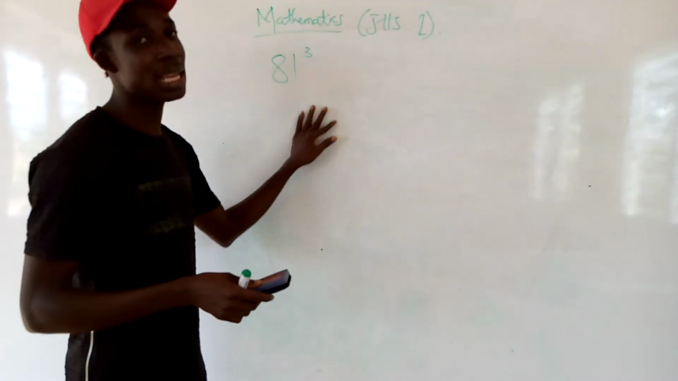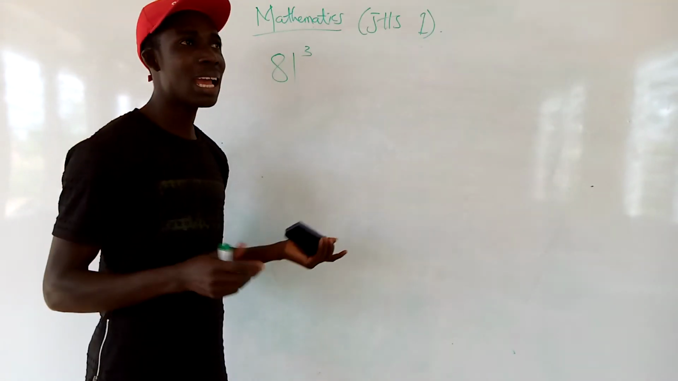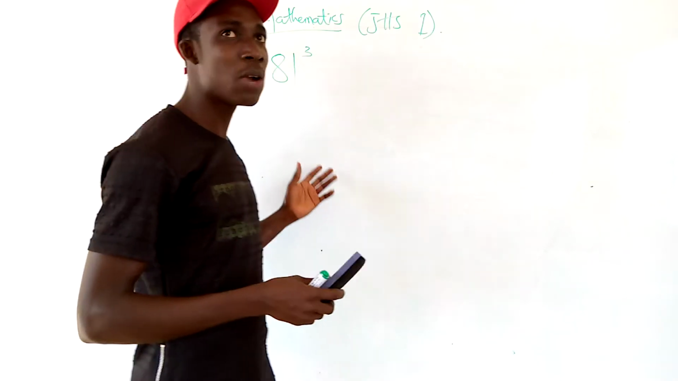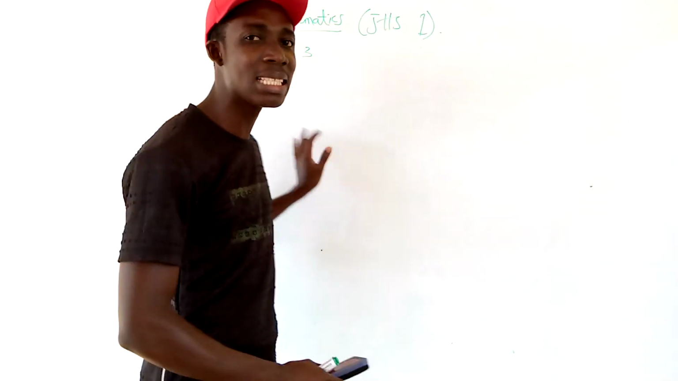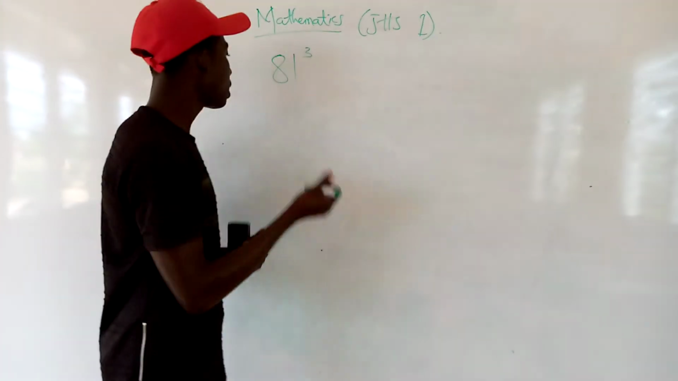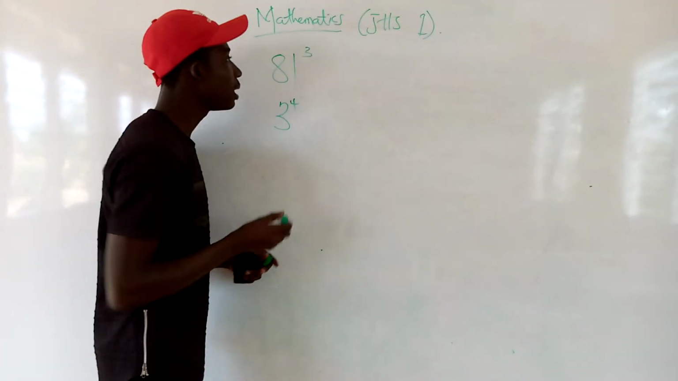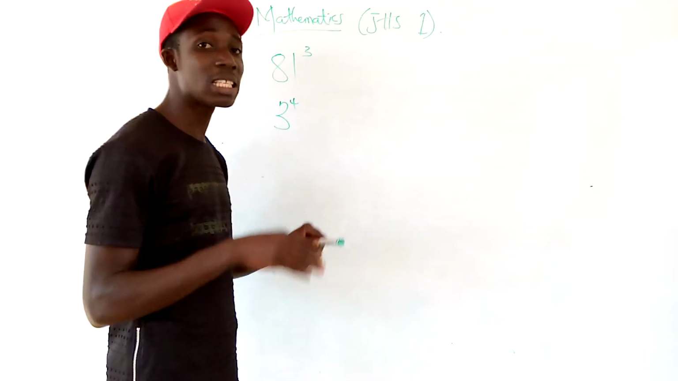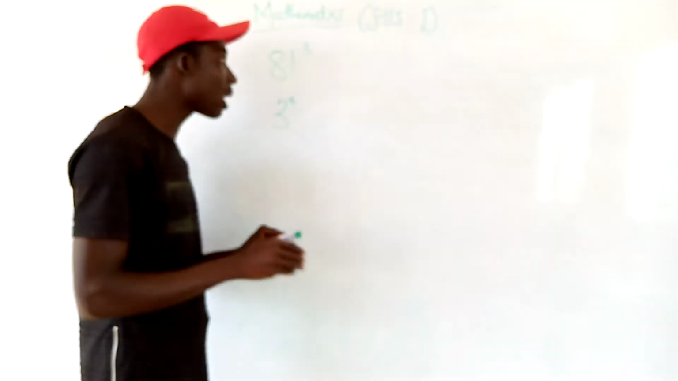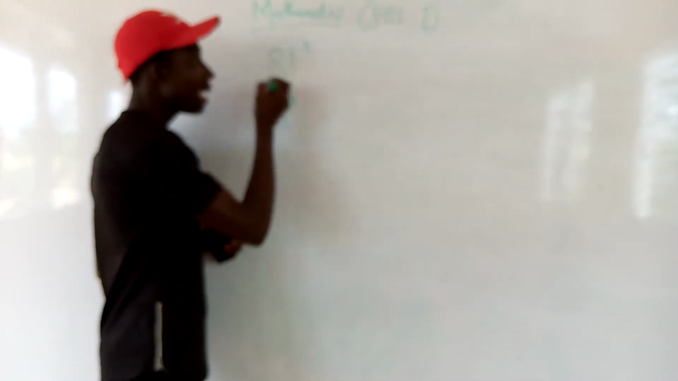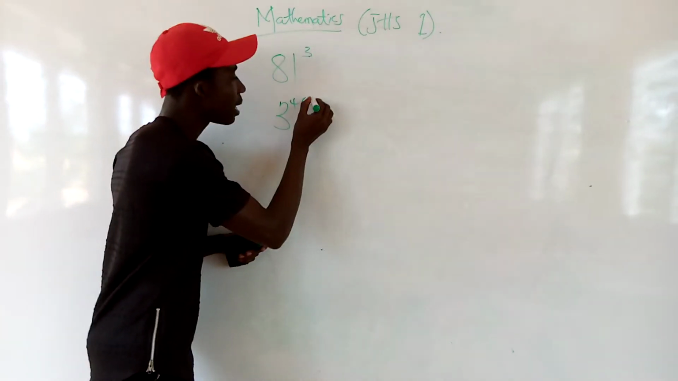So 81 exponent 3. A prime number like 2, that's the first prime number. But I'm not sure we can raise 2 to any exponent and get 81. No, it's not possible. But 3 we can. 3 exponent 4 gives you 81. That is only this 81, please. Then it has an exponent of 3 already. So you put that 3 here.